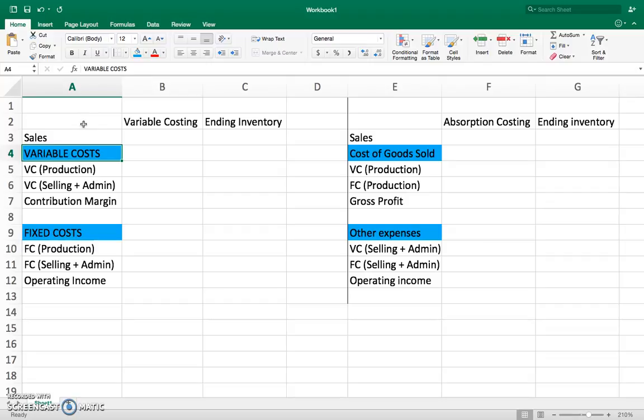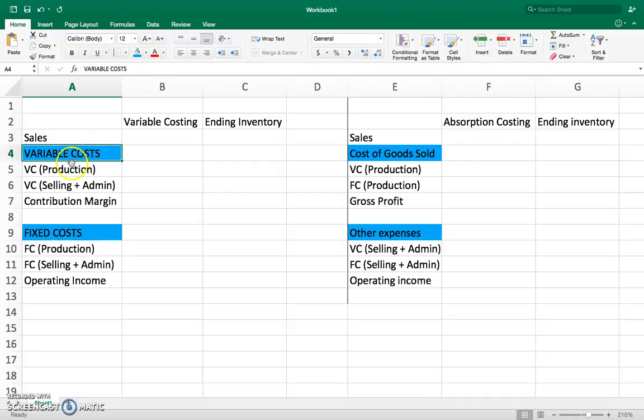Just a note for this chapter. In this chapter, you're going to be given just 4 types of costs. You're going to have your variable costs, both production and selling and admin, and you're going to have your fixed costs, both production and selling and admin. You just need to know where to put them in which income statement.